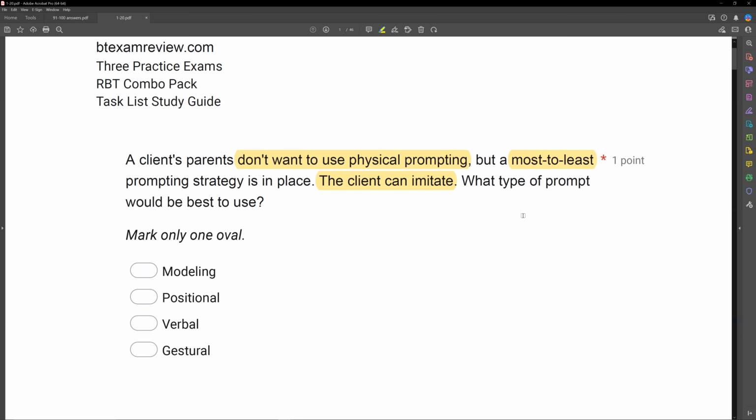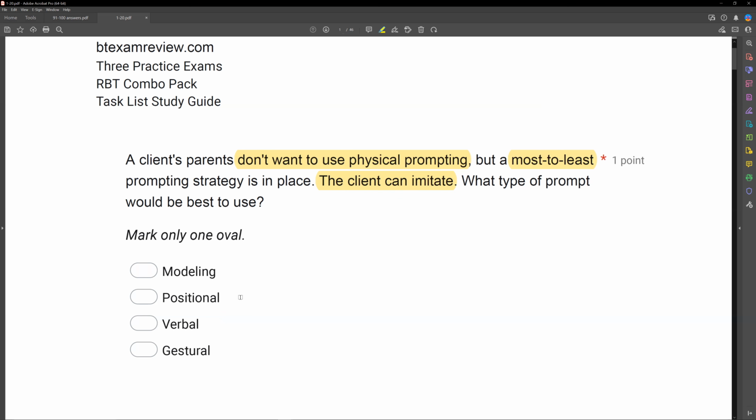Again, we're using a most to least, meaning we're going down the hierarchy from most intrusive prompt to least. Physical prompting is the most intrusive. We can't use physical, so we need to go down a step to modeling. And to use modeling, we need to make sure the client can imitate, which they can. So what type of prompt will be best to use? A, modeling. Yes, it's what we just predicted.